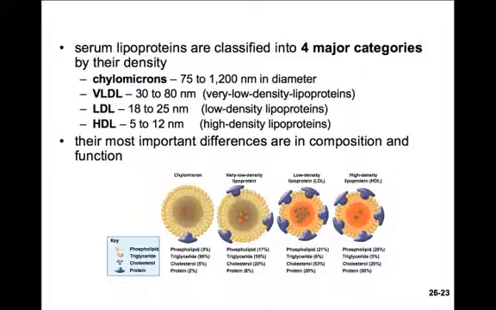So the lowest density of lipoproteins are chylomicrons, which we observed being absorbed by the small intestine. And then we see VLDLs, or very low density lipoproteins. Even more dense or smaller than that are low density lipoproteins. And then high density lipoproteins. They have the highest proportion of protein to lipid.